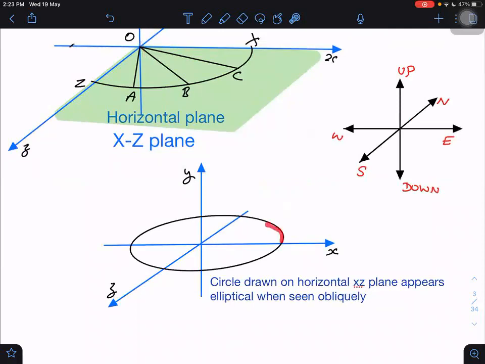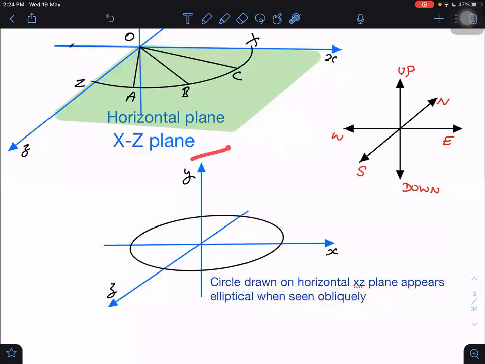And when we draw a circle in the XZ plane, remember, this is a circle. It is not an ellipse. Does it look like an ellipse or not? Yes, sir, it looks like an ellipse, but it is looking like an ellipse because we are looking at it obliquely at some angle. A circle drawn on the horizontal XZ plane appears elliptical when seen obliquely.